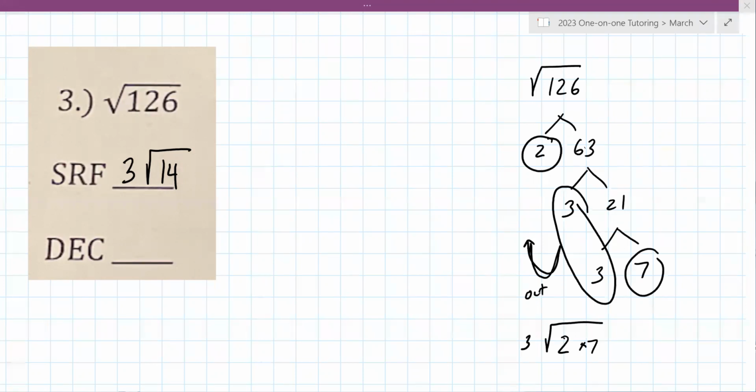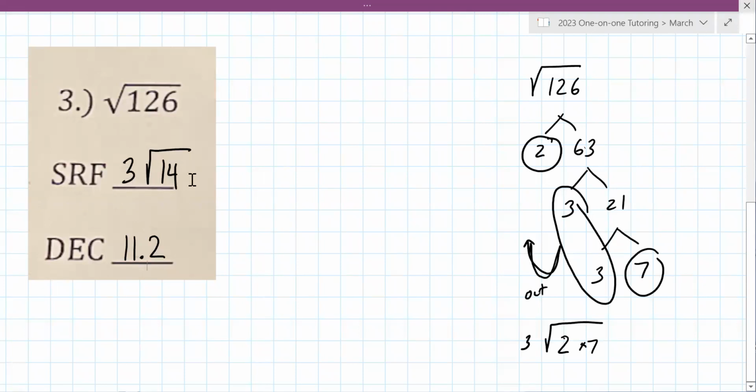I'm asking you to use your calculator. You said you had a calculator. Square root of 126, round to 1 decimal place. 11.22. 1 decimal place. 11.2. Good. Now I want you to also type into your calculator this simplified radical, 3 square root of 14.